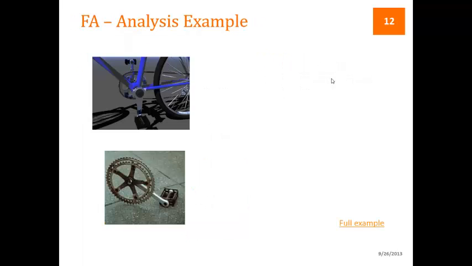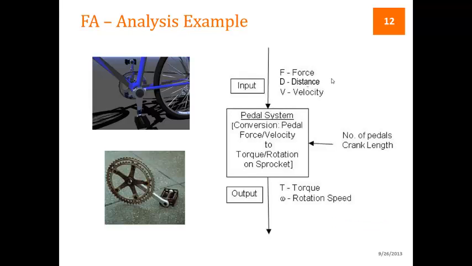Okay, so we've got the pedal system on a bicycle, and we want to look at the input. So what's the input to the pedal? We've got the force, the distance, and the velocity, right? So somebody's pushing on the pedal. It's moving in a certain radius or distance, and it's got some velocity. The outputs are going to be torque and rotation. So if you change the force, you're going to change the torque. If you change the speed, you're going to change the rotational speed.